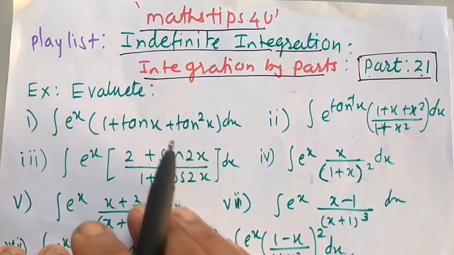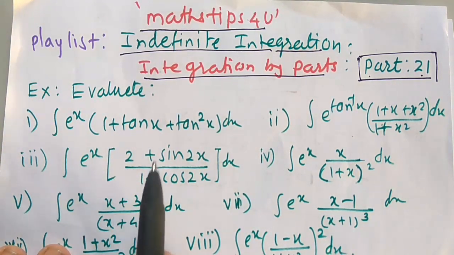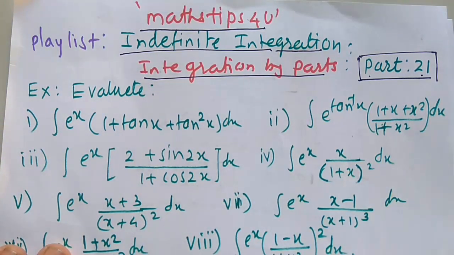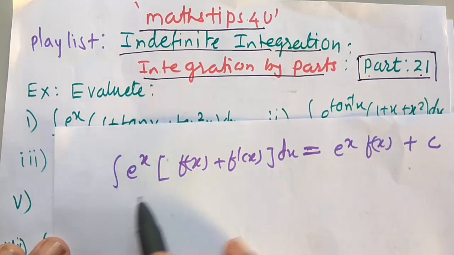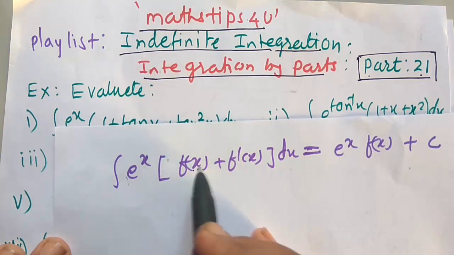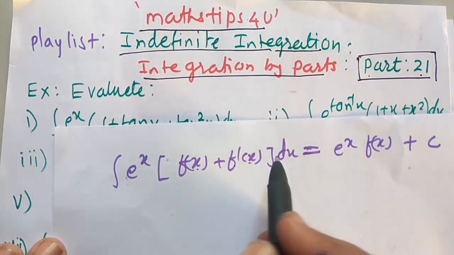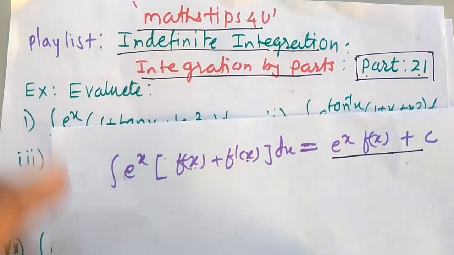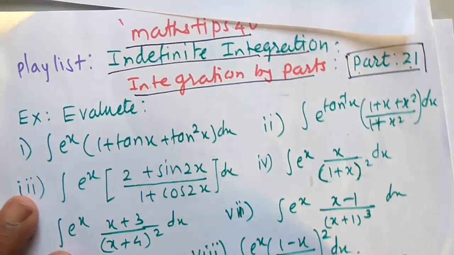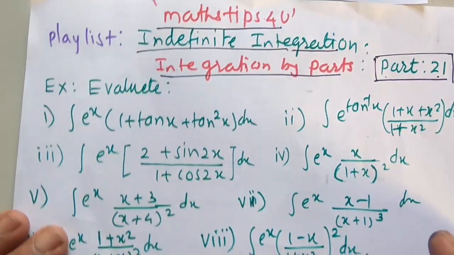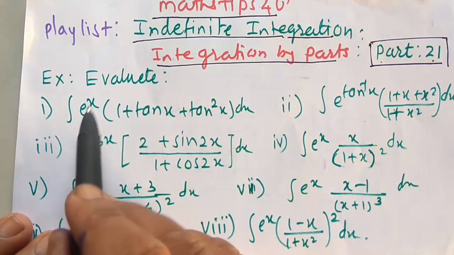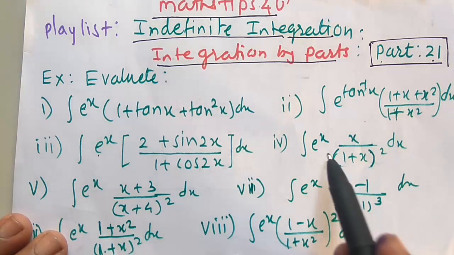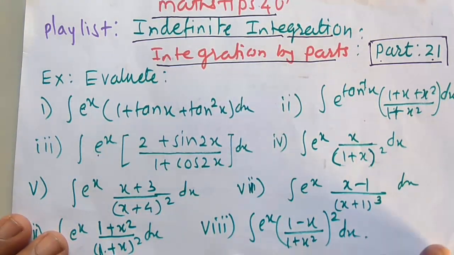Now, in this video, we will learn a typical type of example. If the example is of this type, integration of e raised to x, f of x plus its derivative f dash of x, then its integration is e raised to x, f of x plus c. All these examples belong to this category. Observe that in every example there is an e raised to x function.